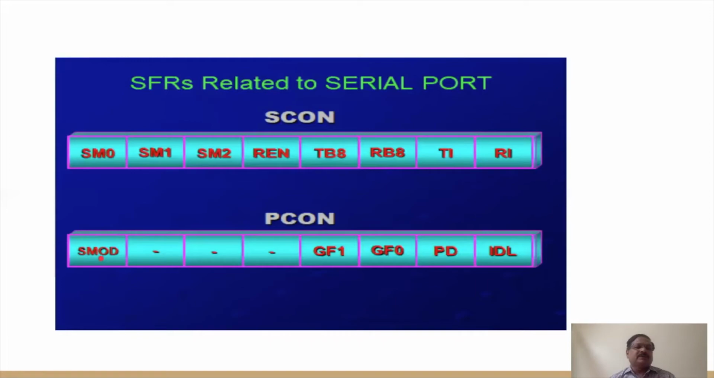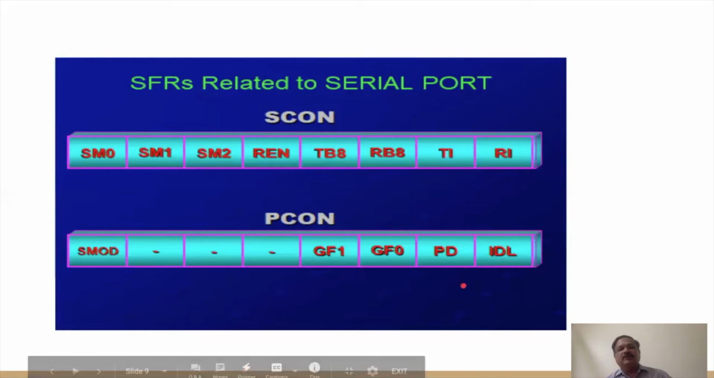If the bit is set, the baud rate can be doubled; if the bit is reset, it is not. The SMOD bit is mainly used to decide the baud rate in serial communication. Now the LSB bits, you can see here, IDL and PD. These are 2 bits which are used for power control in the 8051.